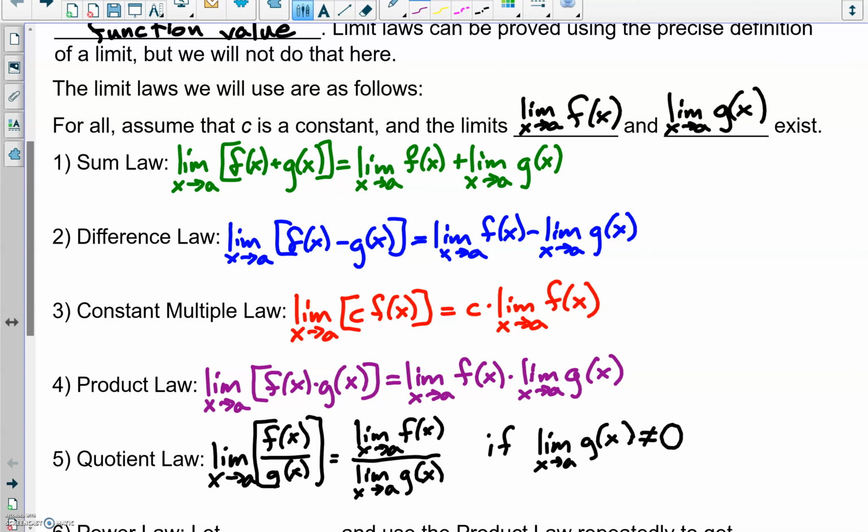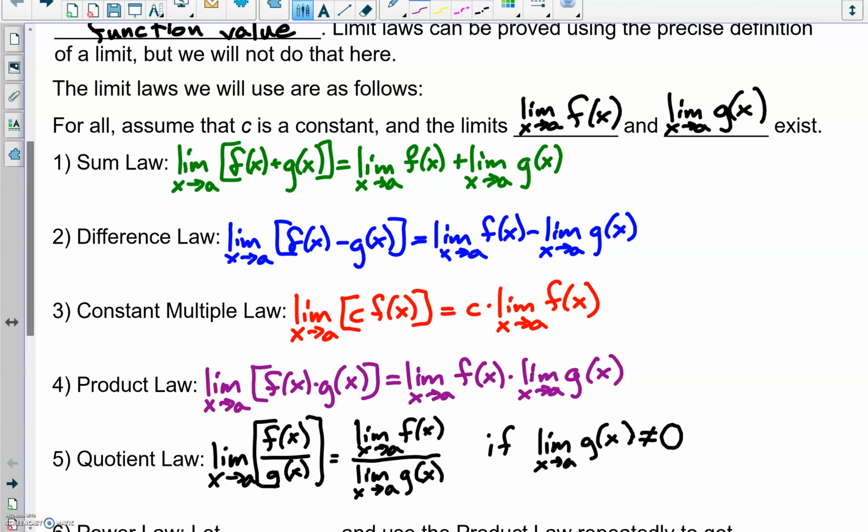Same thing with the quotient law. You want to find the limit of a quotient of 2 functions? Well, you could find the limit of the numerator, the limit of the denominator, and then you just divide them. And with this one, if the limit of g of x is equal to 0, you're just going to say it doesn't exist at this point. So they have that little stipulation there where the limit of the denominator can't be equal to 0.